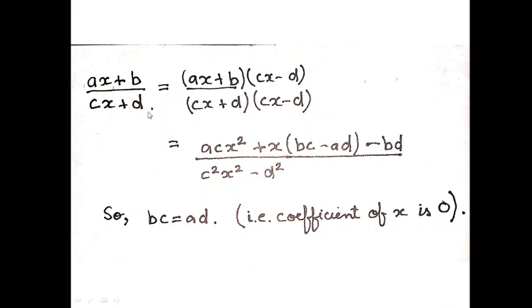See, (ax + b)/(cx + d), we multiply both the numerator and denominator by the conjugate of the denominator. We get (ac x² + x(bc - ad) - bd)/(c²x² - d²). Now this is a rational number, and for this to be a rational number, x has to be of the form of a square root of a non-perfect square, and this bc - ad, the coefficient of x, that is an irrational number, should be 0. So bc - ad should be 0. So bc equals ad. Okay.